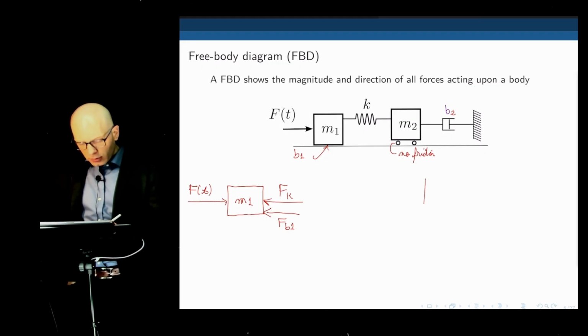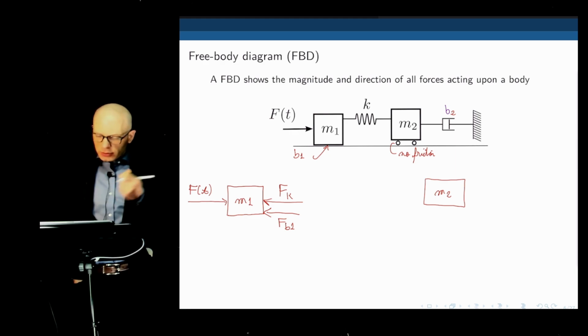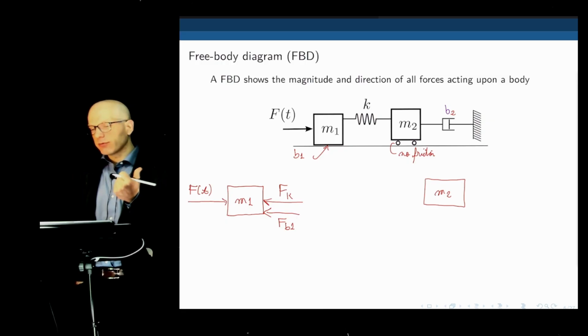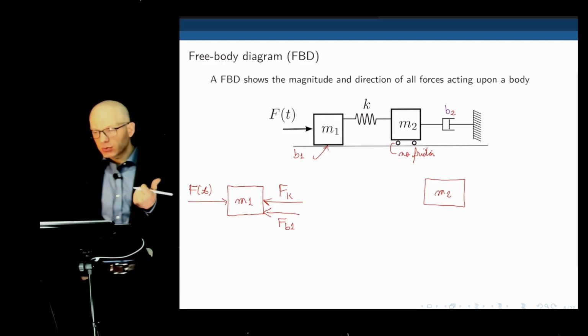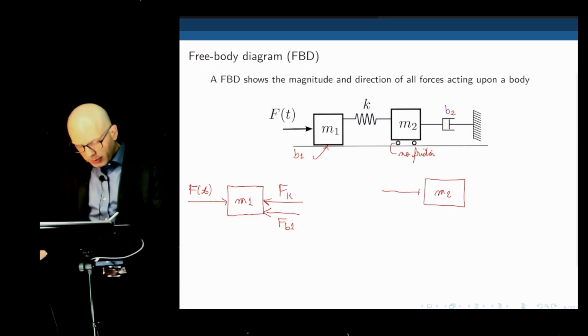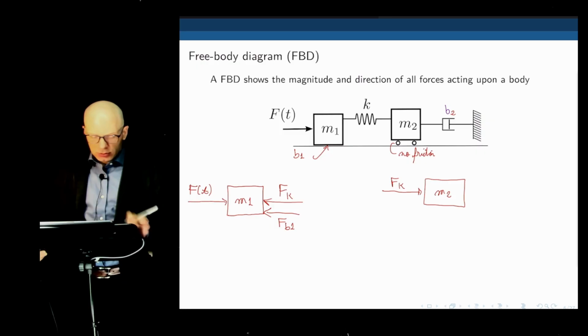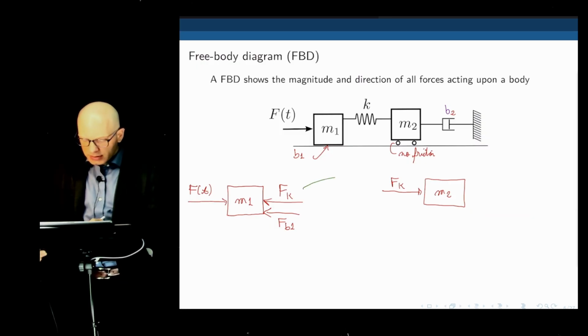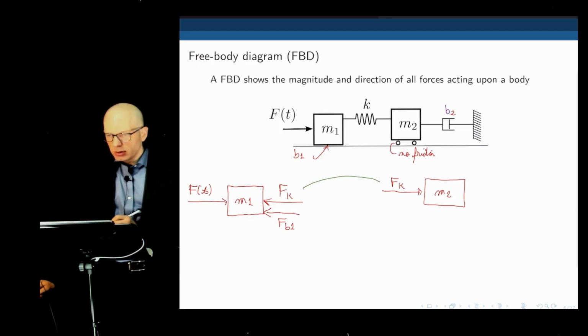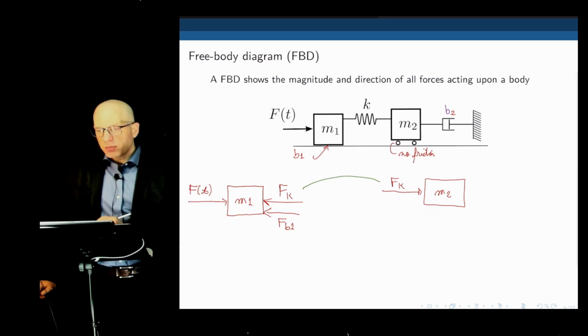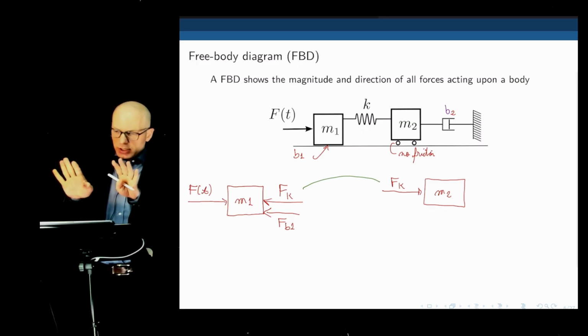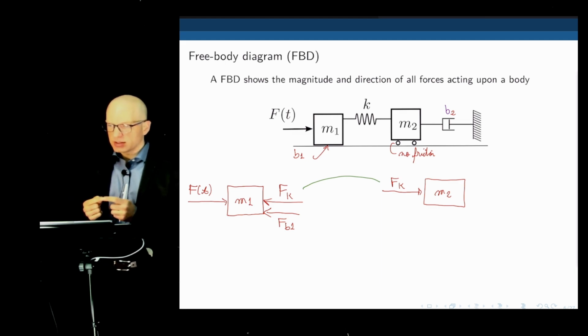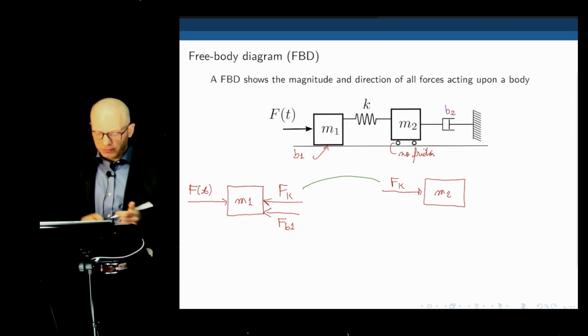Okay. We can do the same for mass M2. What is happening? Well, if we look at the system now, because mass M1 is moving to the right due to that force F of t, it will compress the spring, and the spring will push mass M2 to the right as well. So the spring will now apply a force F of K to the mass. You notice here that it is the same force that was holding mass M1, but it's now in the opposite direction, meaning that when you connect these two blocks together, these forces will cancel out. It's the same magnitude, but in opposite directions.